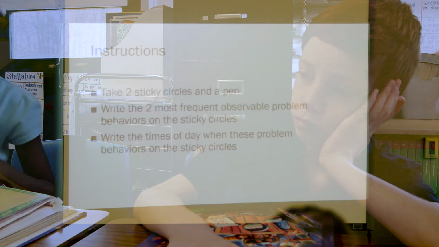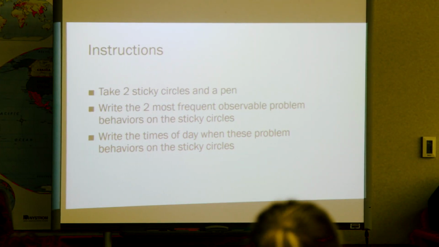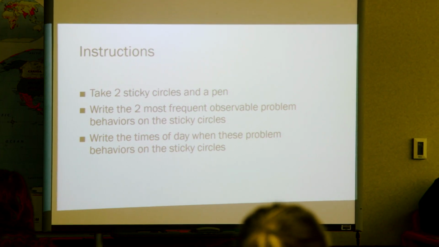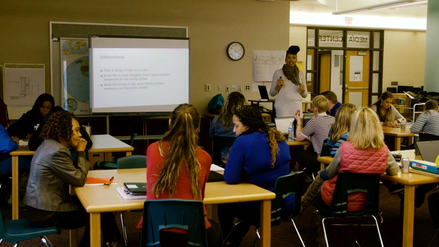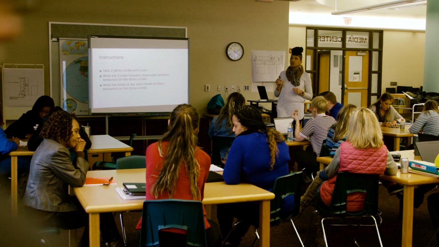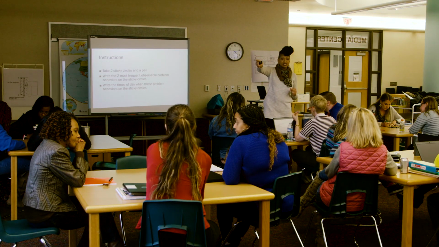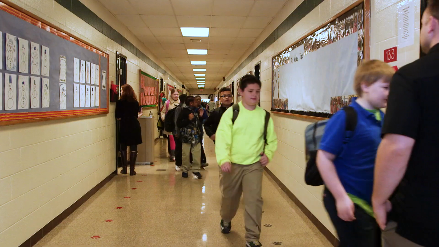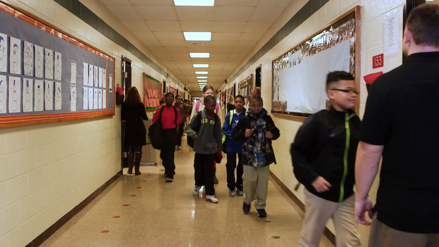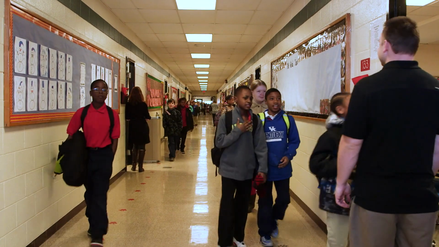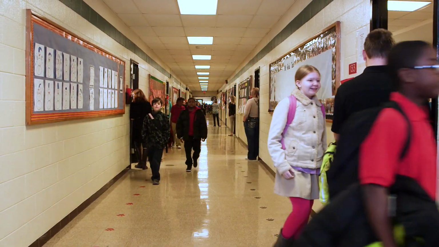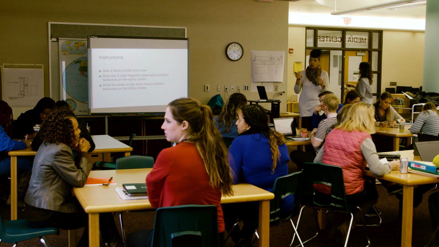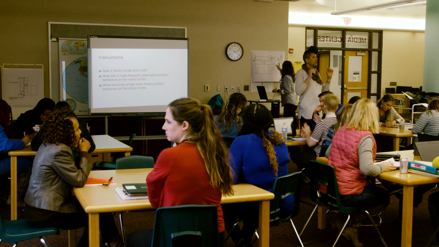Take two sticky circles, write the two most frequent observable problem behaviors on the sticky circles, and write the times of the day for each circle. Then after you write those down, you're going to put those circles on the map where it goes. So if you think it's at the cafeteria, you're going to the first floor, find the first floor, put it by the cafeteria. If you think it's by the library or by the elevator, things like that, you're going to place those circles where they go.